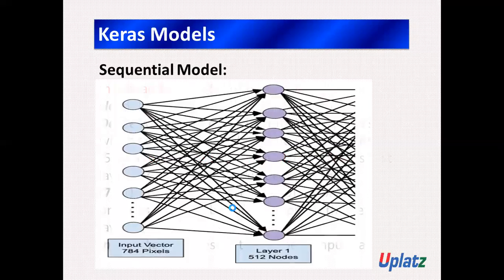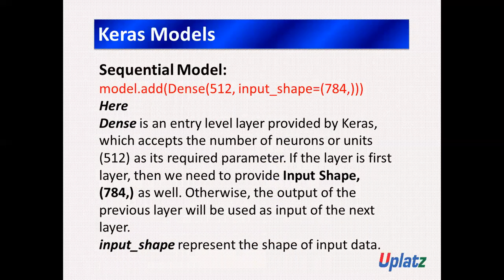Next, let me show you what is the next thing. In this statement, model.add(Dense(512, input_shape=(784,))), what is this Dense? Dense is an entry level layer provided by Keras, which accepts the number of neurons or units, in our case 512 neurons, as its required parameter. If the layer is the first layer, then we need to provide input_shape also. Since this is our first layer, the input layer, we need to provide input_shape.